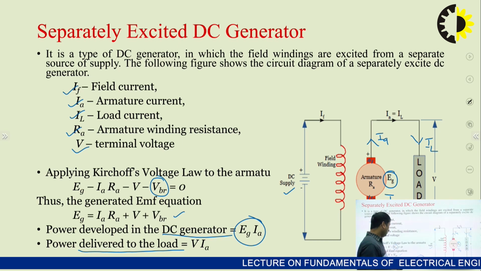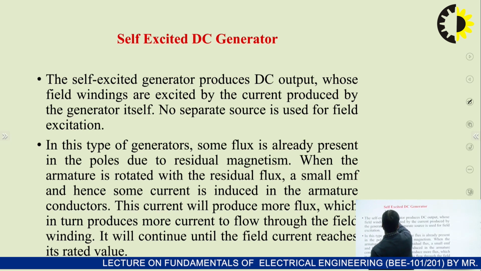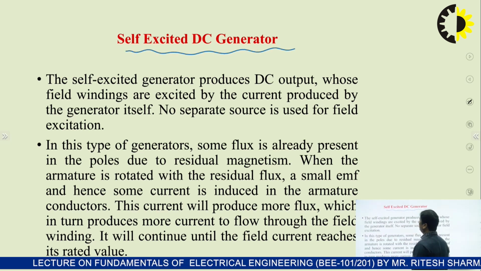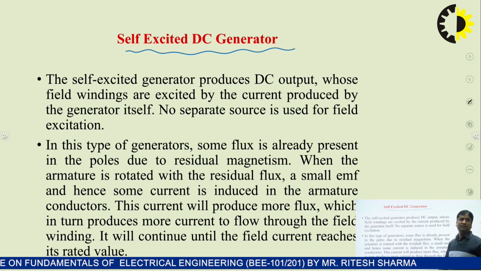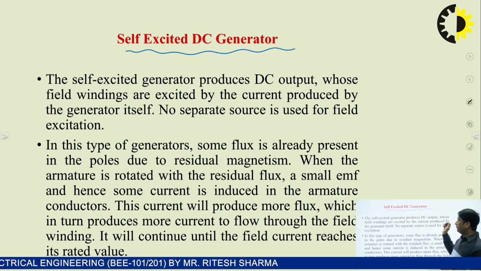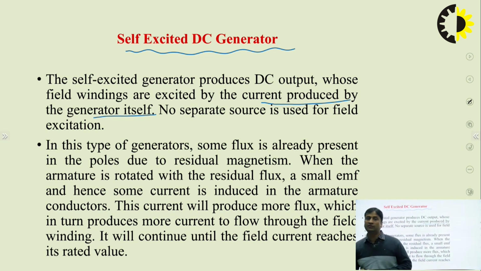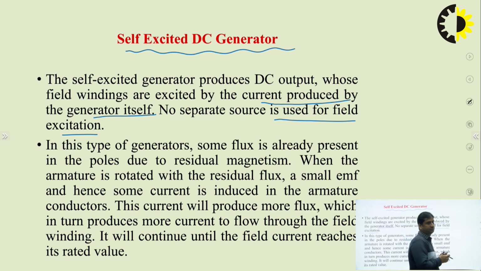Now, in contrast, the self-excited generator produces the DC output whose field windings are excited by current produced by the generator itself. So its field winding is being excited by the generator itself. No separate source is used for the field. That's why we call it the self-excited DC generator.